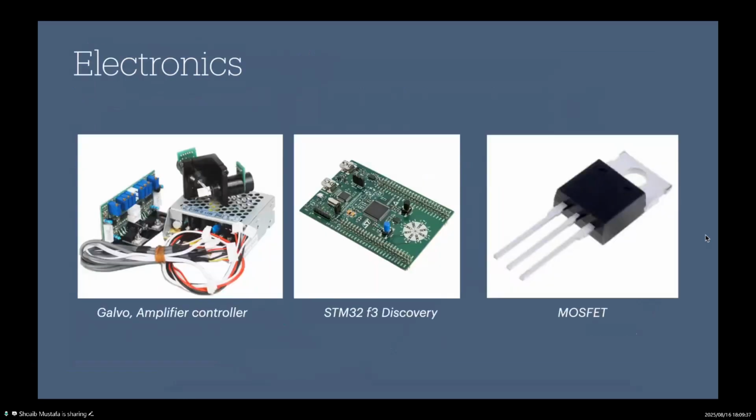So the main electronics that we're using in this project is galvanometers. It has its own amplifier controller, which controls its position and allows it to have feedback control so that it can have a very precise control over its position, and its own power supply requirements which need to be met. As the brains of this operation, we are using the STM F3 Discovery.